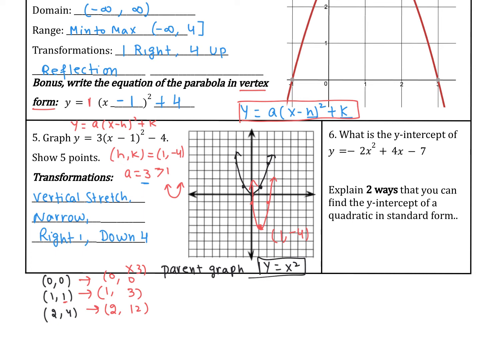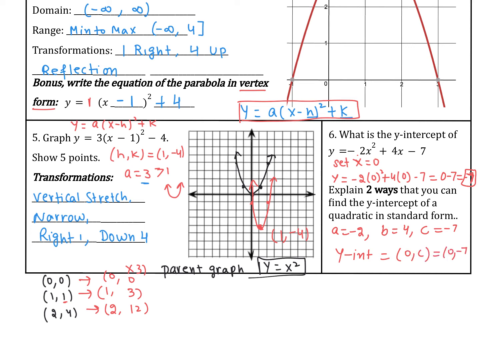For number 6, what is the y-intercept of this one? The y-intercept is found whenever you set x equals 0. So when you set x equals 0, that gives you the y-intercept, which means the only number that is left is -7. So the y-intercept is -7. Another way of finding the y-intercept is to compare: a is -2, b is 4, c is -7. So the y-intercept is 0, c, or 0, -7.